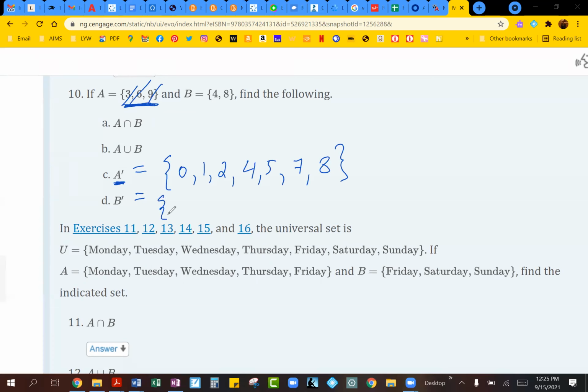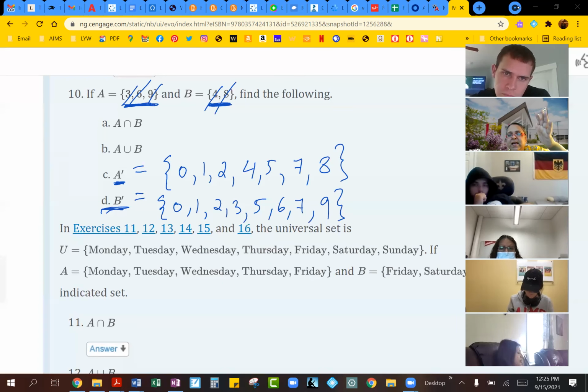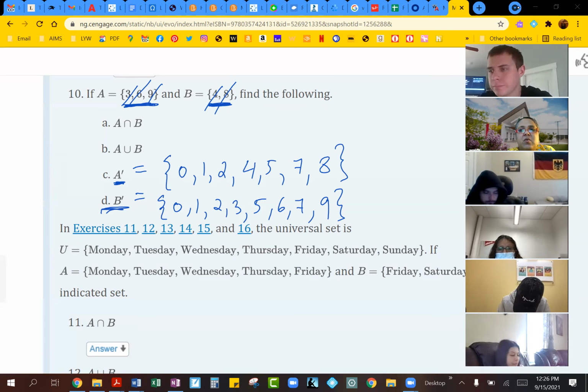In that same way, it's going to be the complement of set B. Since this is 4 and 8, that means we can do 0, 1, 2, 3. We cannot use 4. 5, 6, 7. We cannot use 8. And then 9. And this is what your complement of set B will end up looking like. So basically, whatever is in the universal set but not in set A is the complement of set A. Whatever is in the universal set but not in set B becomes the complement of set B. It's almost like you're subtracting what's in the original sets A and B and leaving behind everything else from your universal set.